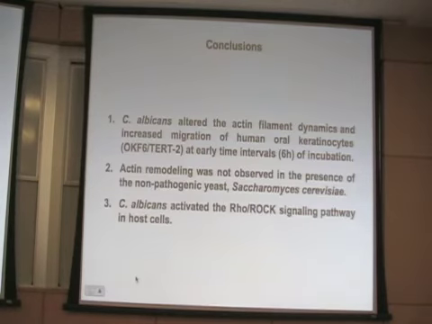So, from this we can conclude that C. albicans, a pathogenic fungus, can alter the actin filament dynamics and can increase the cell migration of human oral keratinocytes at early time intervals. We did not observe actin remodeling when Saccharomyces cerevisiae was added to cultures of human keratinocytes, and we can make the statement that C. albicans probably activates the Rho-ROCK signaling pathway.